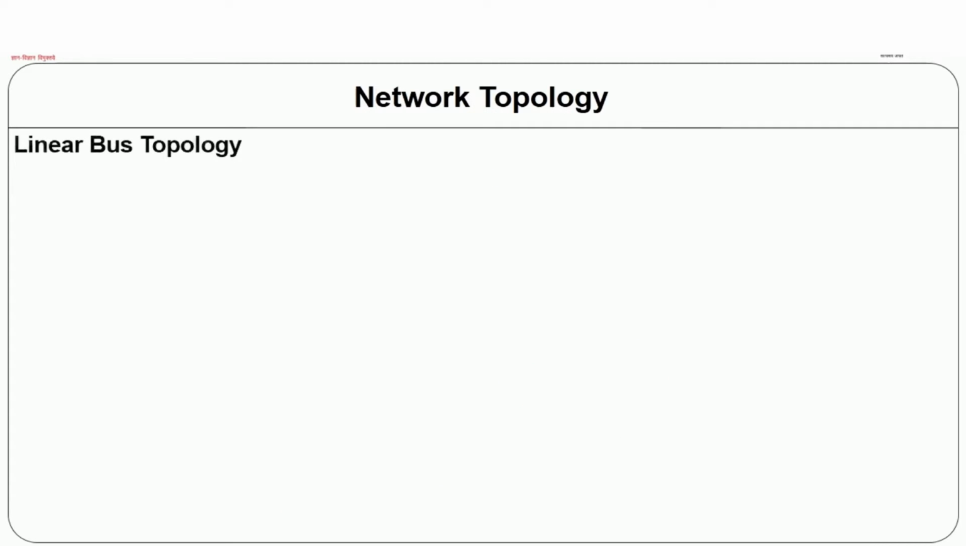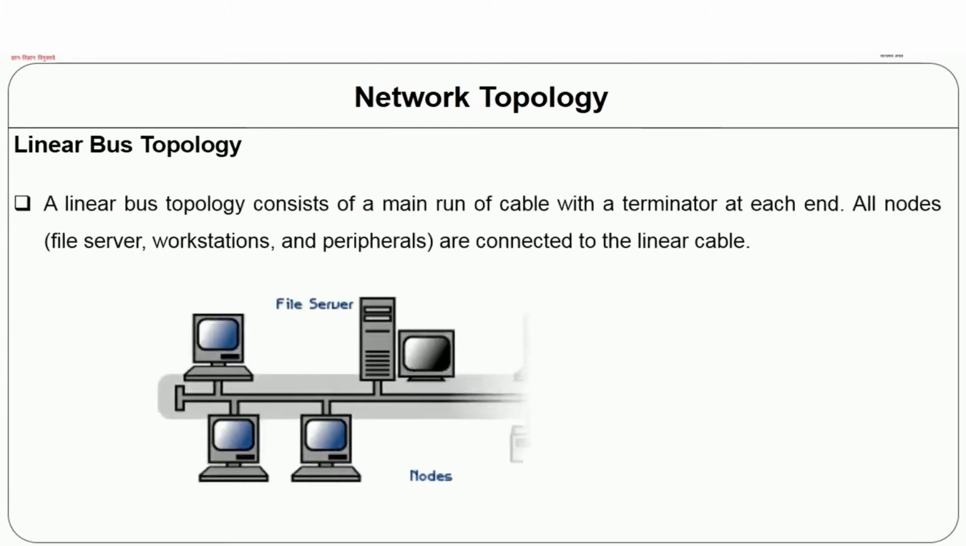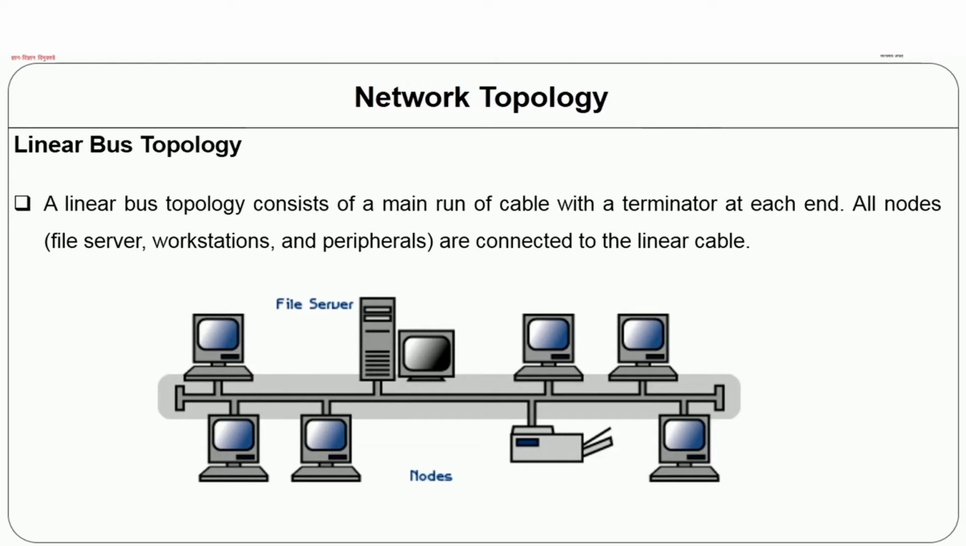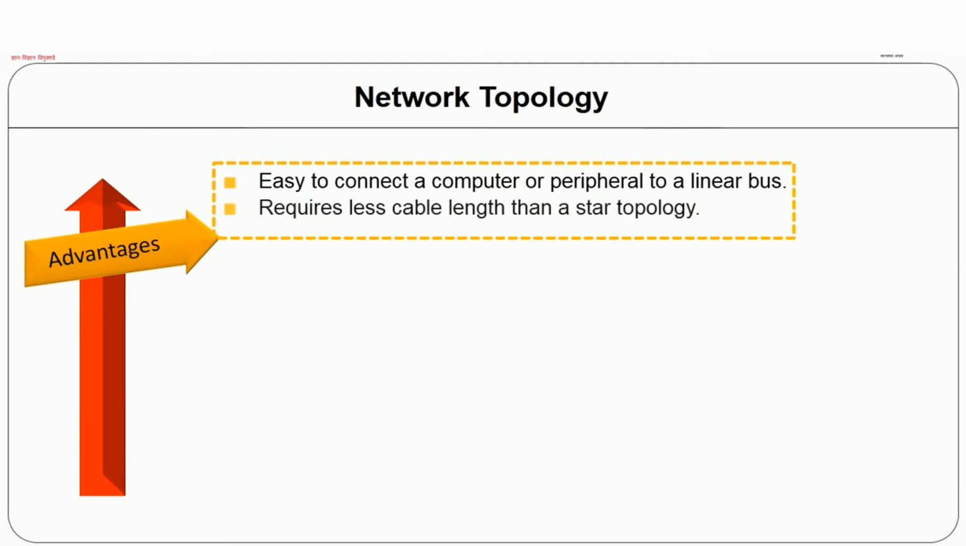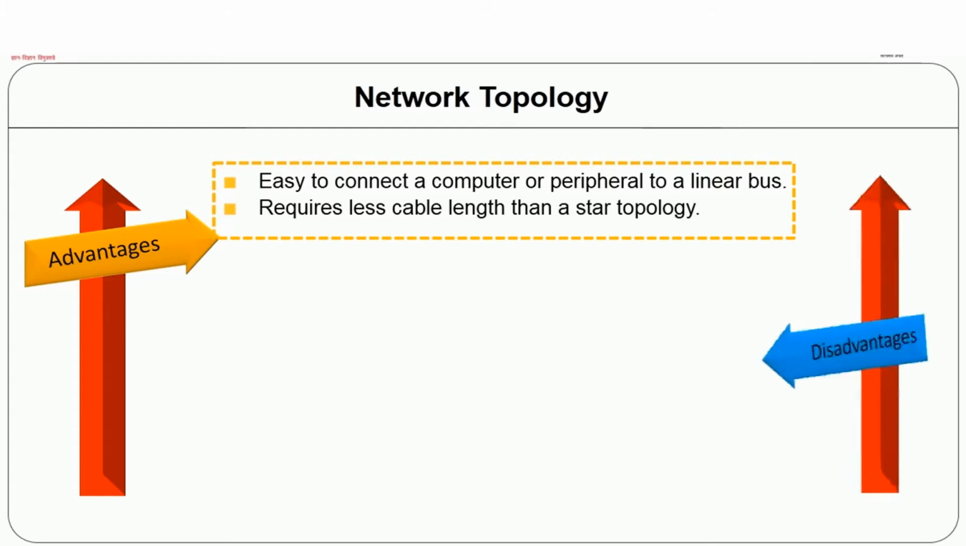Let us look into linear bus topology or bus topology. A linear bus topology consists of a main run of cable with a terminator at each end. All nodes, that is file server, workstations, and peripherals, are connected to the linear cable. The advantages of linear bus topology are: it is easy to connect a computer or peripheral to a linear bus. It requires less cable length than a star topology.